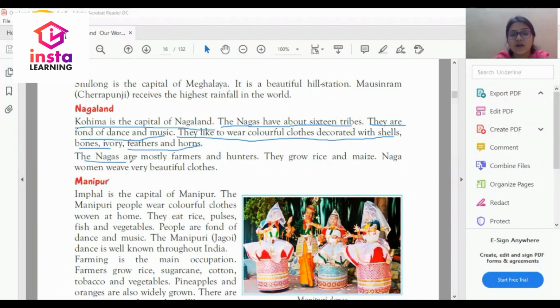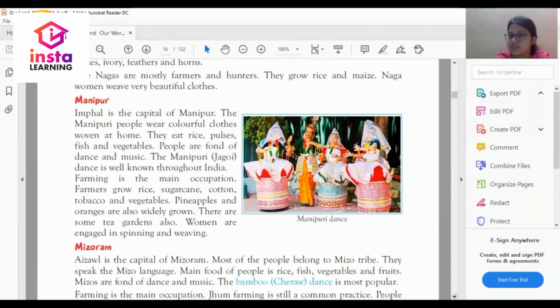The Nagas are mostly farmers and hunters. They grow rice and maize. Naga women wear very beautiful clothes. So this is all about Nagaland. Let's discuss Manipur, which is very important in the queue of the seven sisters. Dear student, again this is a very important question: what is the capital of Manipur? The capital of Manipur is Imphal.